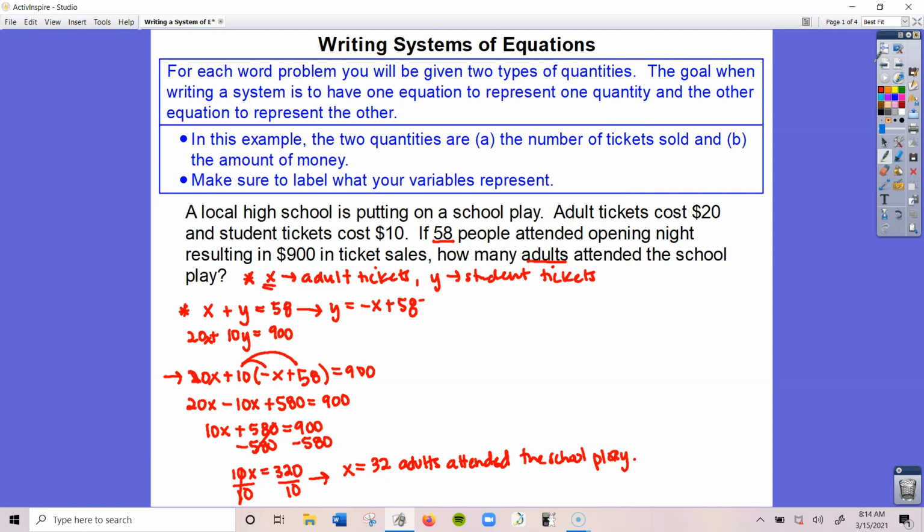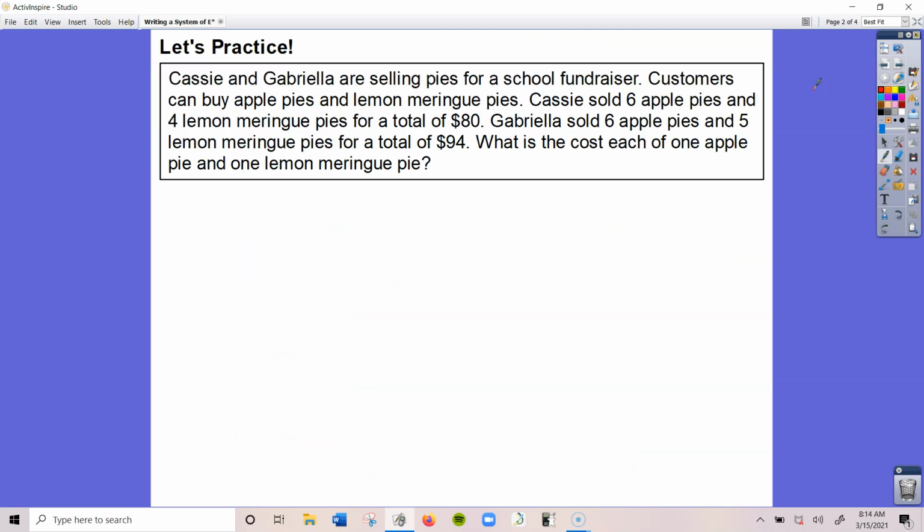Let's look at another example. We have here that Cassie and Gabriella are selling pies for a school fundraiser. Customers can buy apple pies and lemon meringue pies. Cassie sold 6 apple pies and 4 lemon meringue pies for a total of $80. Gabriella sold 6 apple pies and 5 lemon meringue pies for a total of $94.